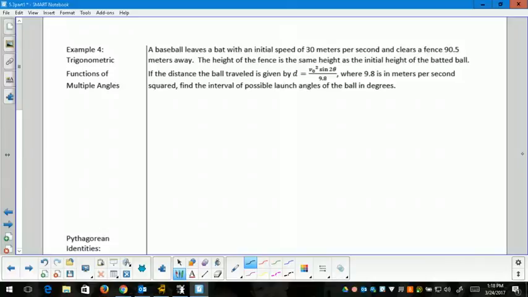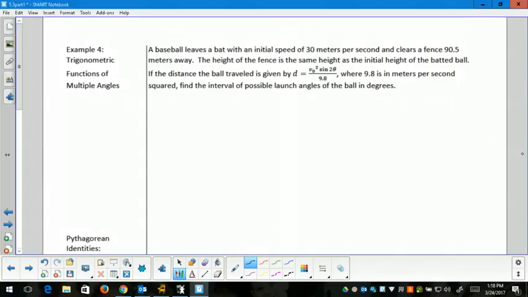A baseball leaves the bat with an initial speed of 30 meters per second and clears a fence 90.5 meters away. The height of the fence is the same as the initial height of the batted ball. If the distance the ball traveled is given by that equation, where 9.8 is in meters per second squared, find the interval of possible launch angles of the ball in degrees.